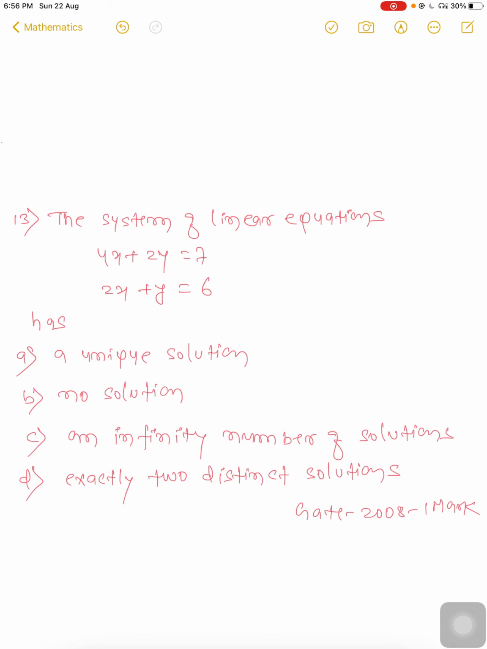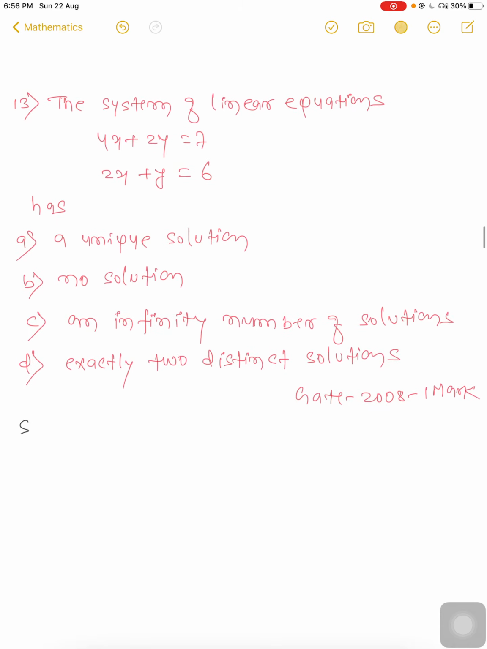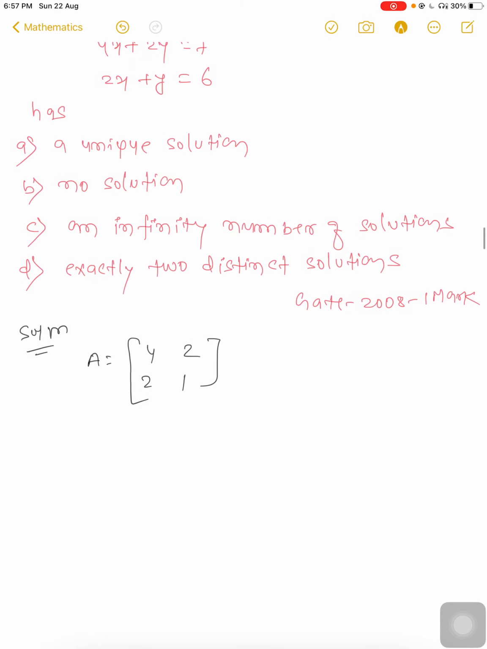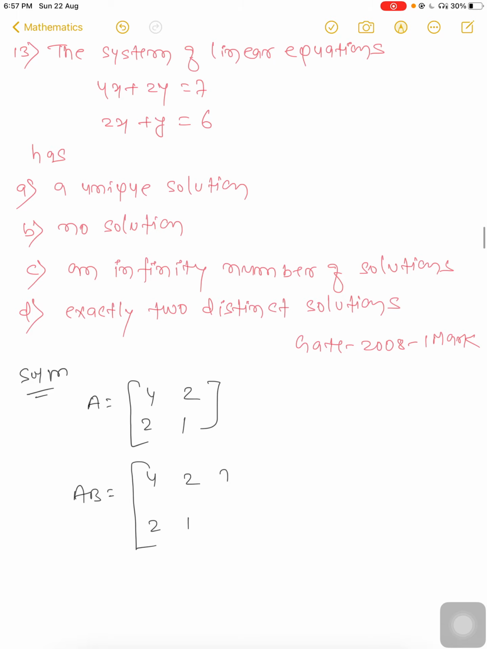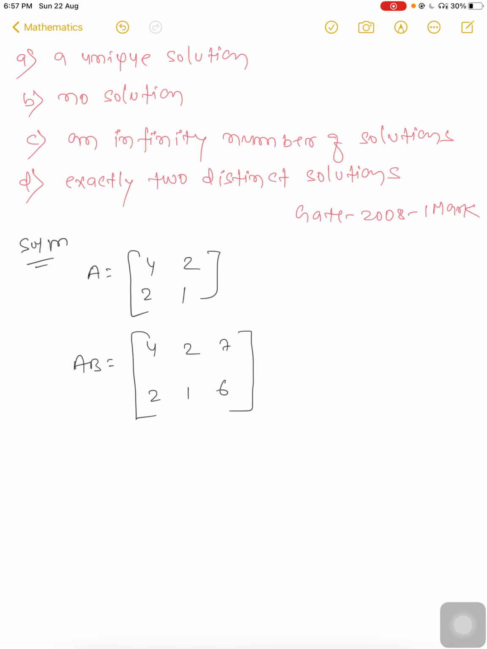Now question number 13, the system of linear equations, we have to find out the solution. Okay, first check the A matrix. What is the A matrix? 4 2 2 1. Okay, now make it AB matrix. AB matrix 4 2 2 1 and 7 and 6. Okay, then what will happen?